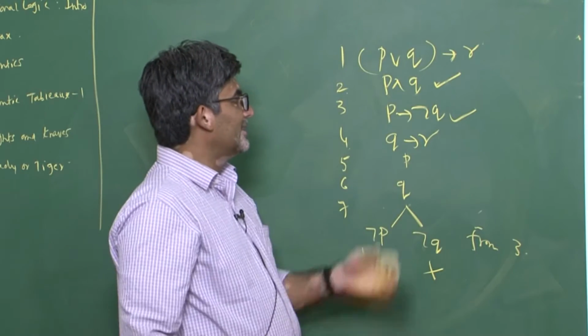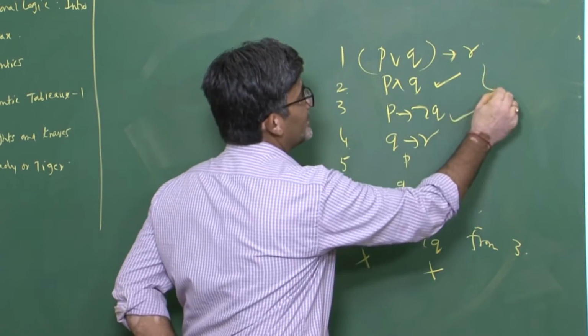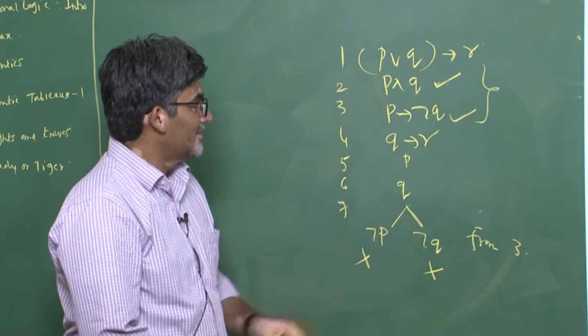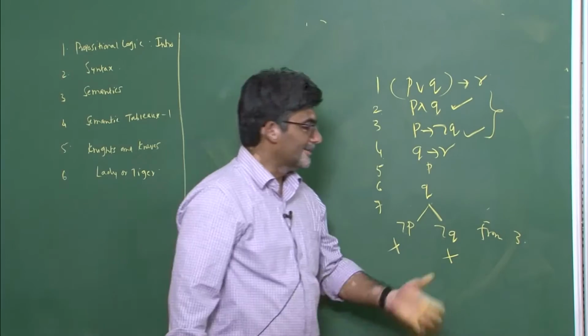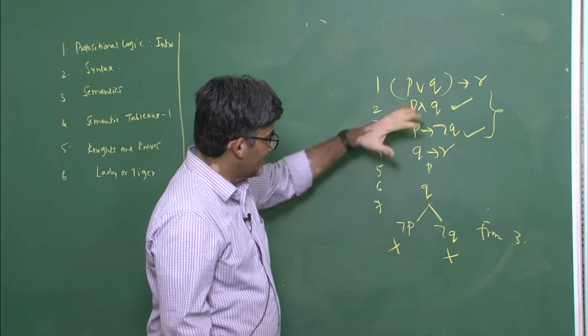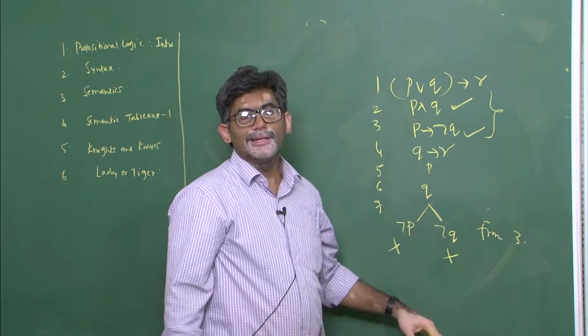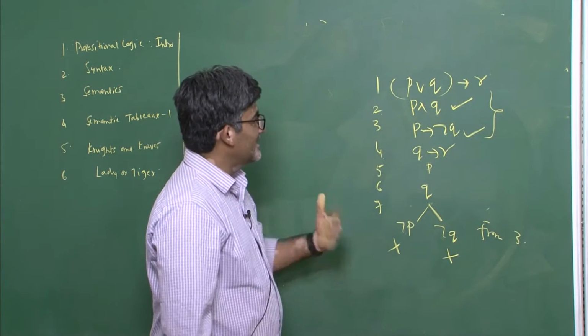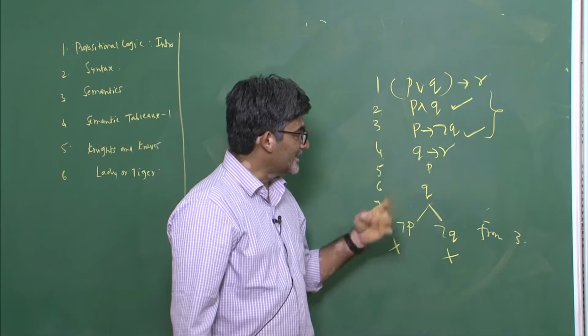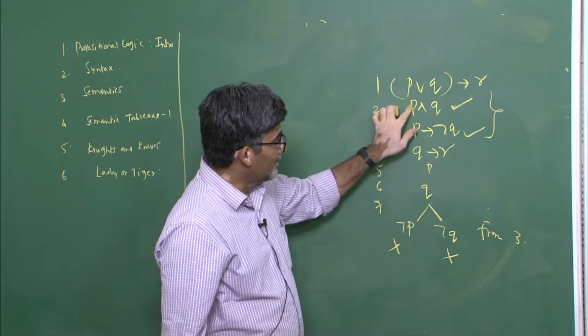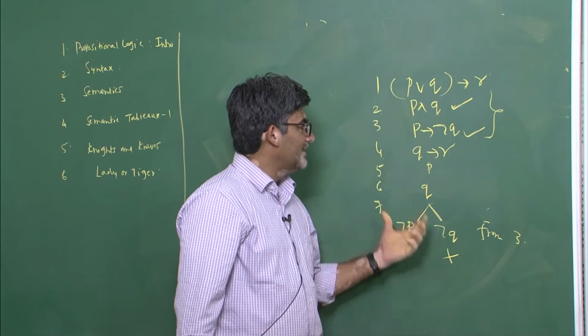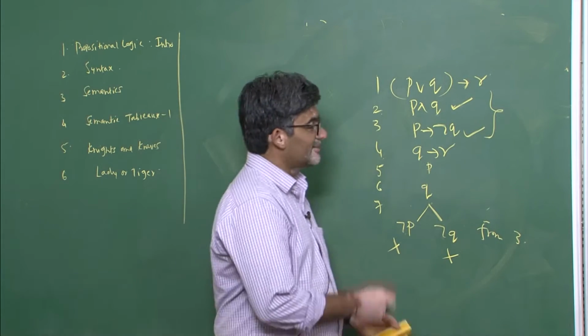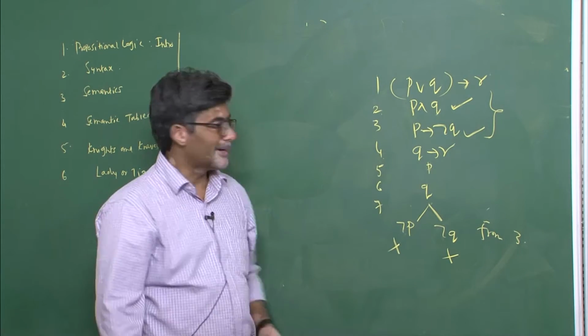Now there are 2 observations that you can make here. Suppose you did not use these 2 initially, and the non-branching rule is not the one which you apply, then the proof will become a little bit lengthier. So always our strategy is that always apply the non-branching rule first, and it comes only through practice.